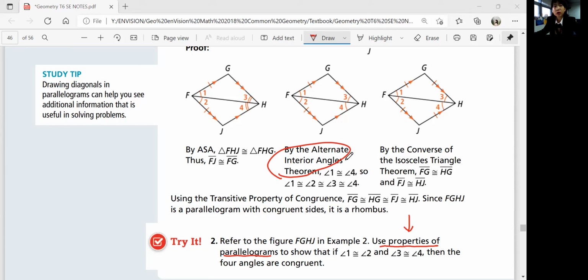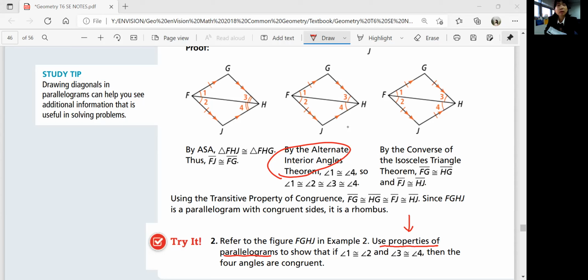So what do you know about parallelograms? Opposite sides in a parallelogram must be congruent. So you know that GFJ must be congruent to GHJ because opposite angles must be congruent, right?